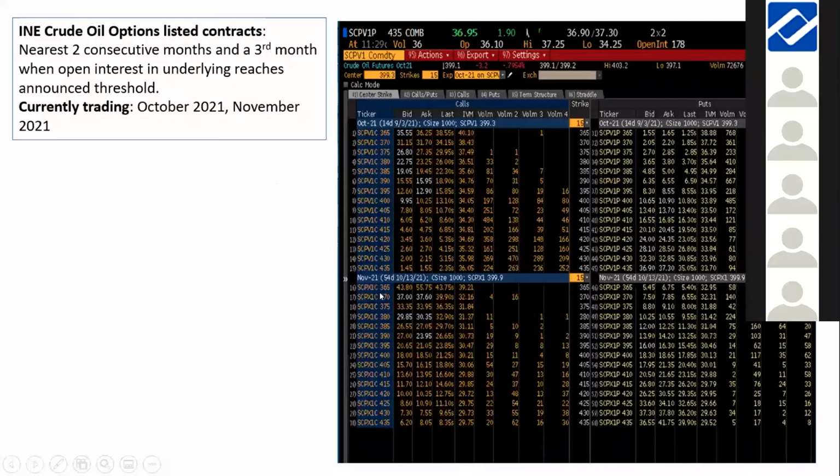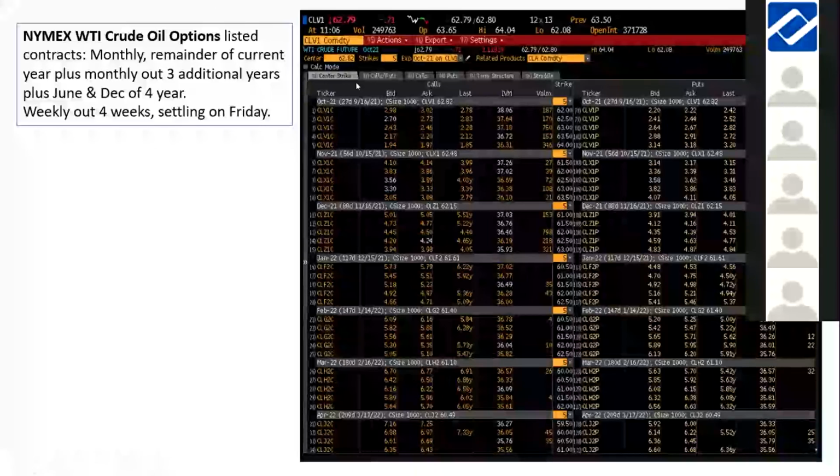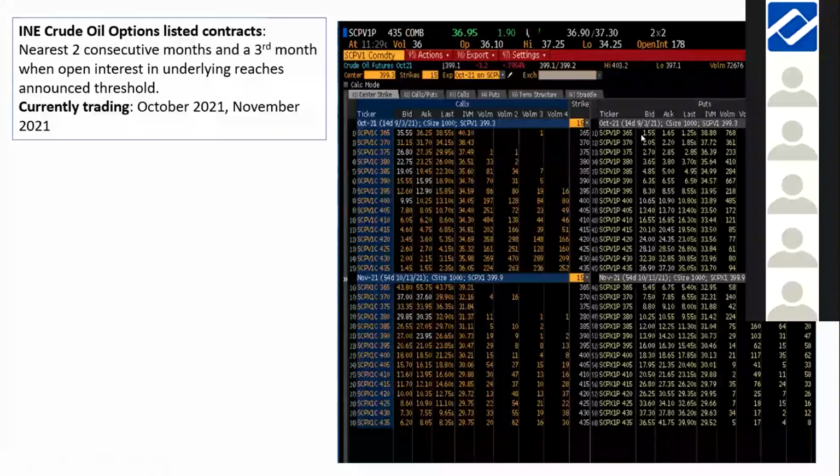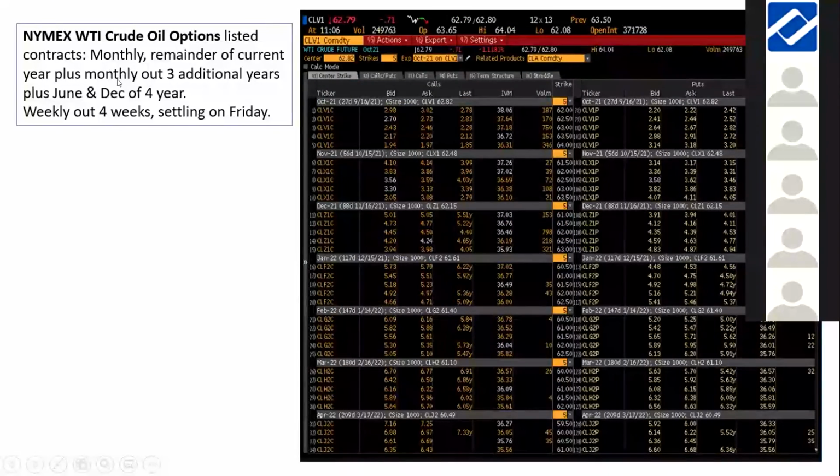Now, in comparison, this next chart is one of WTI. You can see each one of these represents a different monthly duration, so a different contract: October, November, December, January, February, March. Whereas in this one, you can see that crude oil only offers 2 maturities to trade. In WTI, you can go out 3 years plus, or almost 4 years, and they also offer weekly options out 4 weeks. So we have a number of different durations.